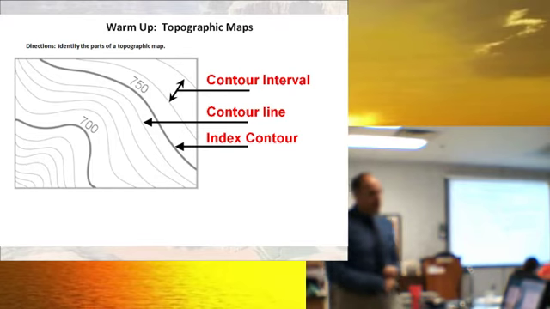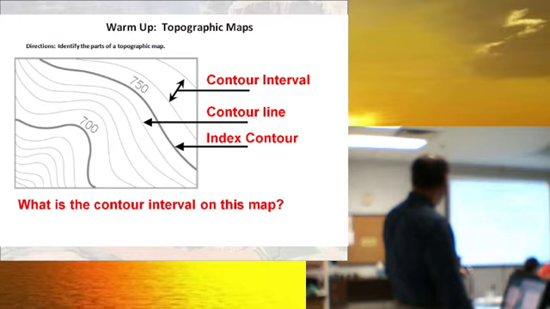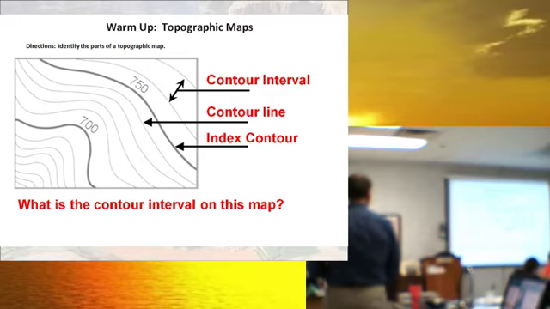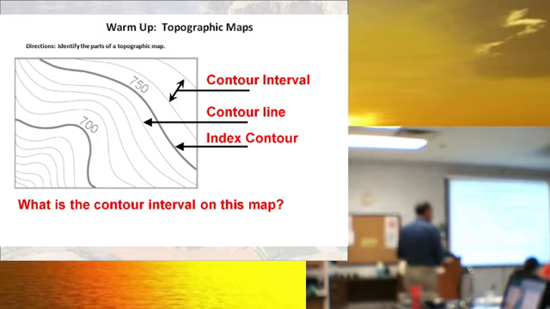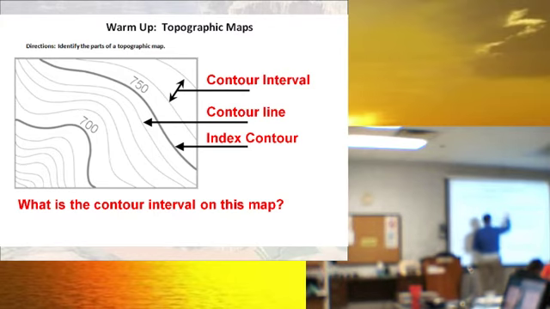Now, using this map, I want you to write this question down at the bottom. What is the contour interval of this map? Okay, so write the question down at the bottom, please. And then we're going to try to determine this. What is the contour interval? In other words, what is the distance between these 2 lines?